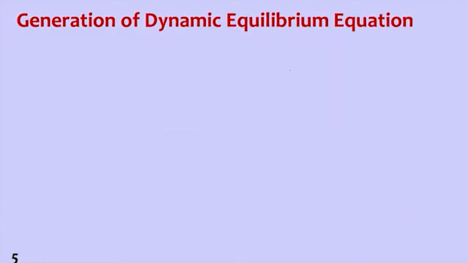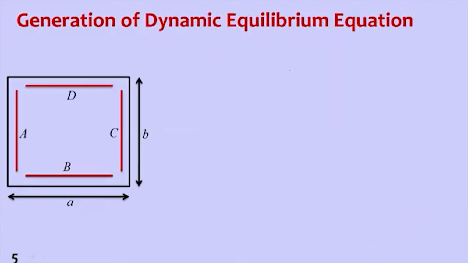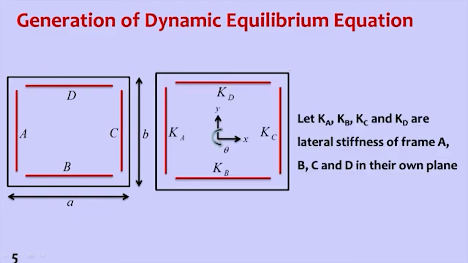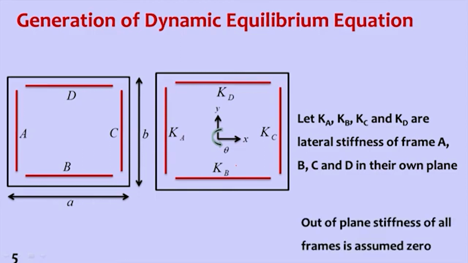Now let us develop the equation of motion. First we need to find out how to develop the stiffness matrix. Let us assume A, B, C, D are frames. Each frame will act along its own plane, but in the plane perpendicular to it, its stiffness is treated as 0. So let Ka, Kb, Kc and Kd be the lateral stiffnesses of frames A, B, C and D respectively in their own plane, and the out of plane stiffness of all the frames is assumed 0.